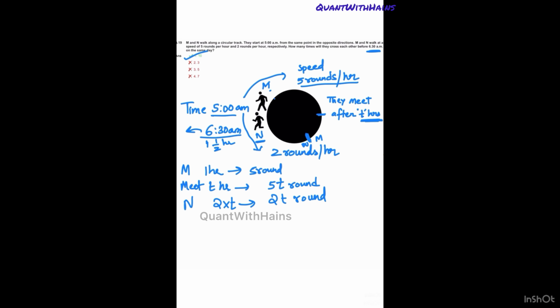From here to here M will travel, and from here to here N will travel. When they both meet here, they'll complete one round. That means 5t plus 2t is 1 round.